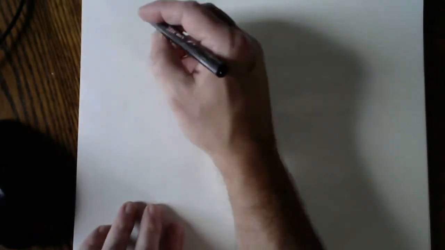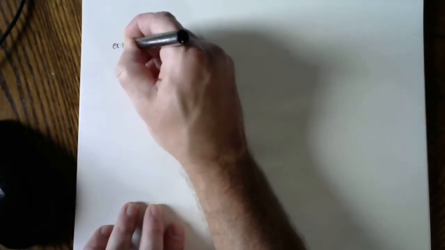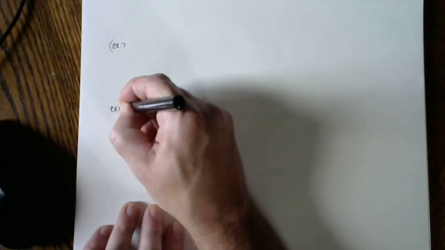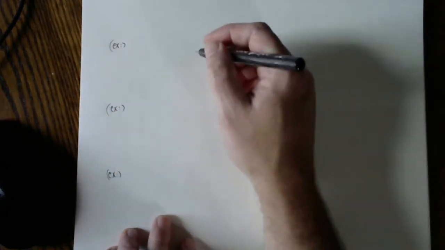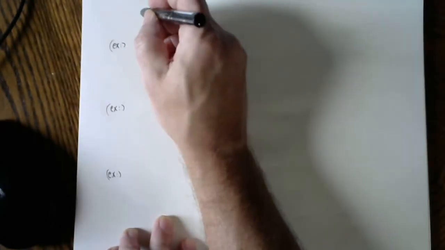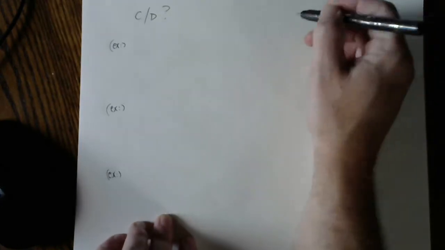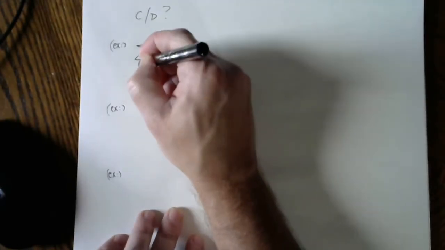Let's see what we can come up with here. Okay, we're presented with a series. What does it do? Converge or diverge? So I won't write that out. You know, this is converge, diverge. That's the question. So let's look at this one.